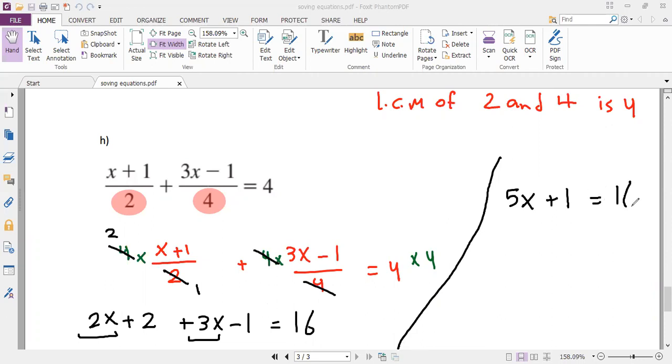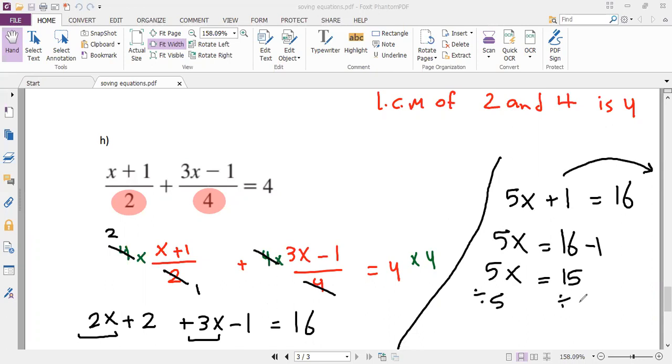Equals 16. I want to get rid of this 1, so move it to the other side. So 5x equals 16 minus 1. So 5x equals 15. To find x, just divide by 5. Okay, so x equals 3.